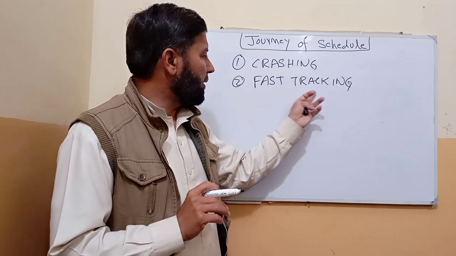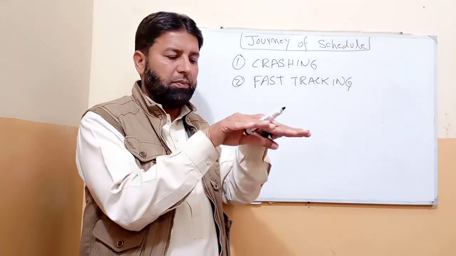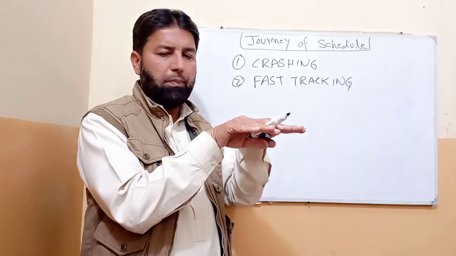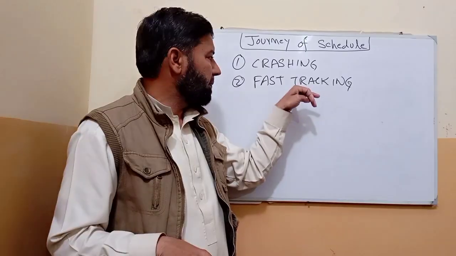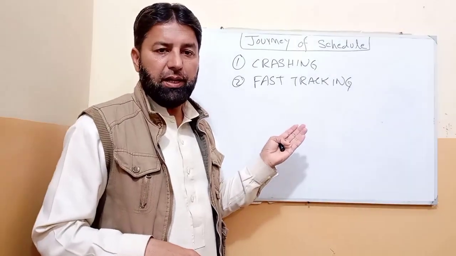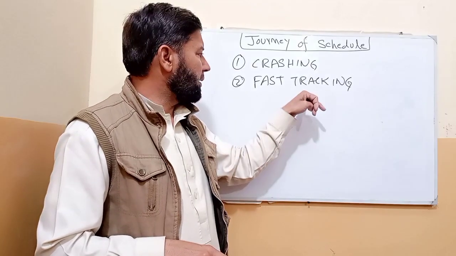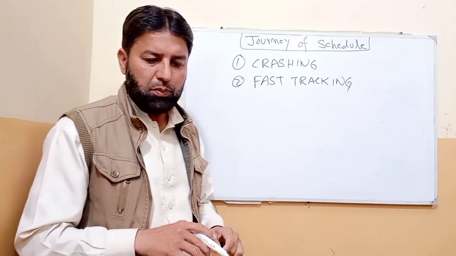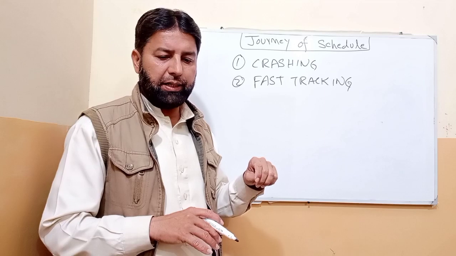And what do we do in fast tracking? The activities that were in sequence, we start in parallel. What is the disadvantage of fast tracking? Risk increases and rework also increases.